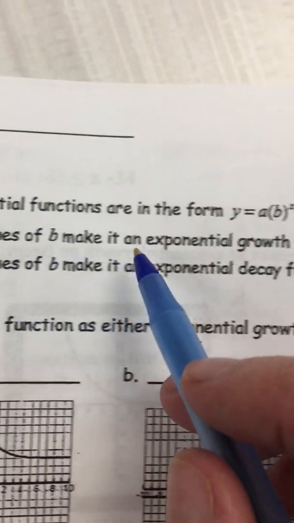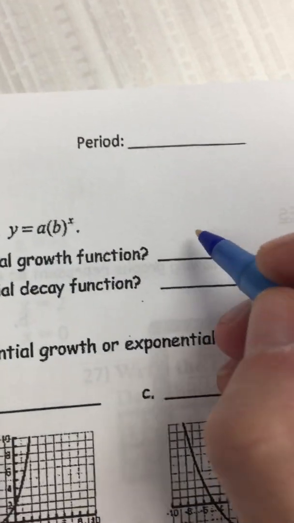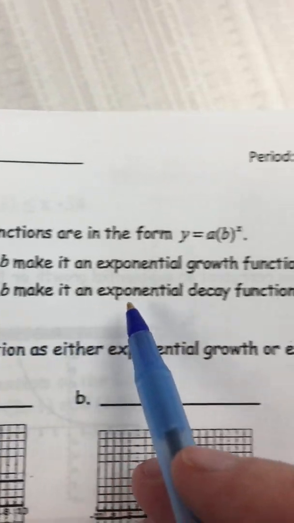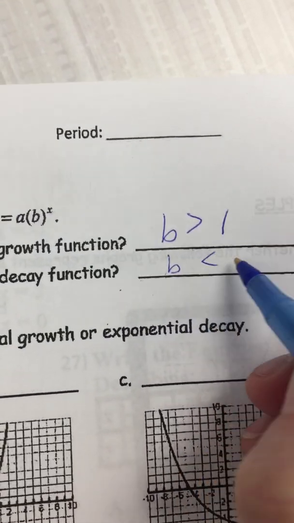So what values of B make it exponential growth? Bigger than 1 or less than 1? Yes. If B is bigger than 1, it's going to grow. What values of B make it decay? Anytime B is less than 1.